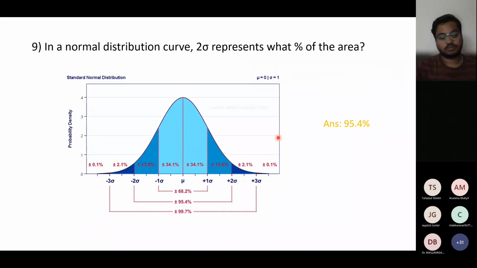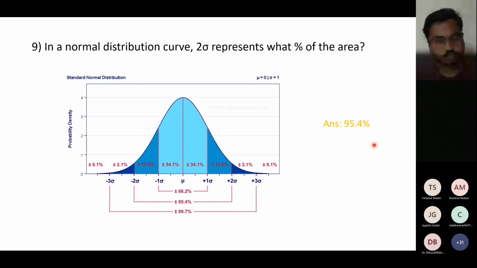For question number 9, the question is very direct. In a normal distribution curve, 2 sigma represents what percent of the area? So normal distribution curve is defined so that 1 sigma represents an area of 68.2%, 2 sigma represents an area of 95.4%, and 3 sigma represents an area of 99.7%. So the answer here will be 95.4%.